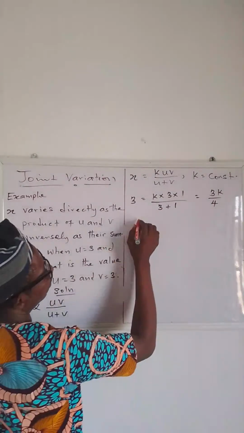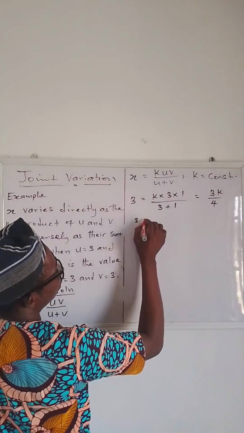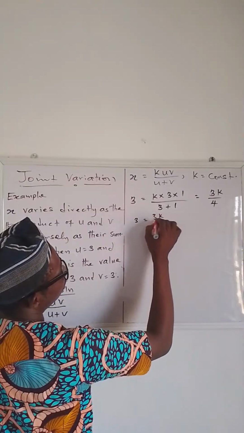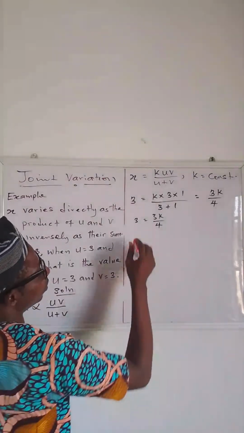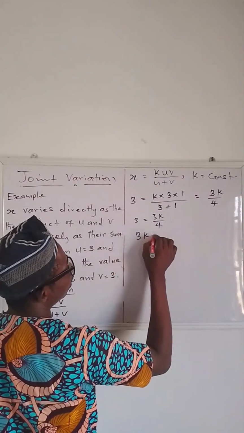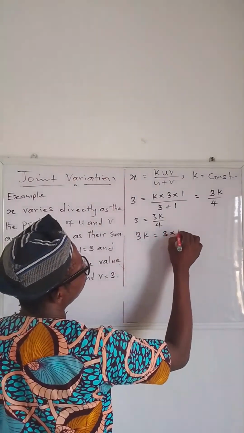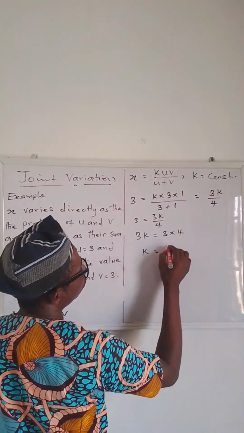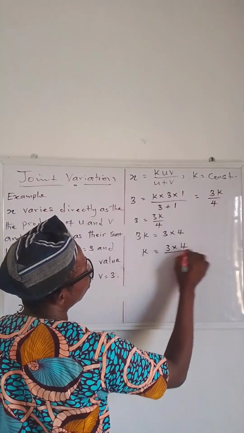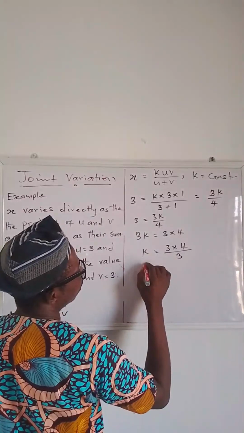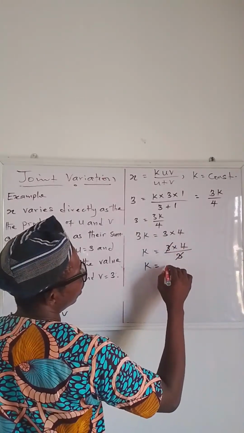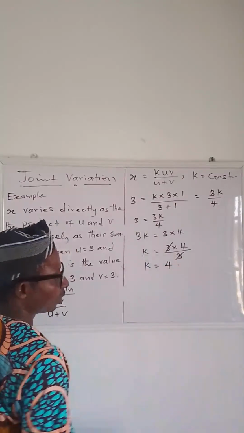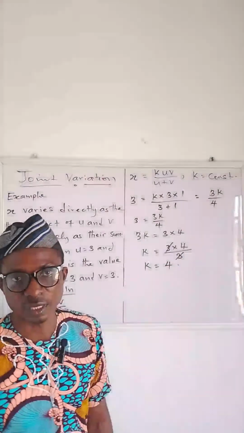Okay, so you can have it this way. 3 equals to 3K over 4. So here you cross multiply. So you have 3K equals to 3 times 4. And K equals to 3 times 4 over 3. So K equals to, now this cancels this. You have K equals to 4. Now that is the proportionality constant.